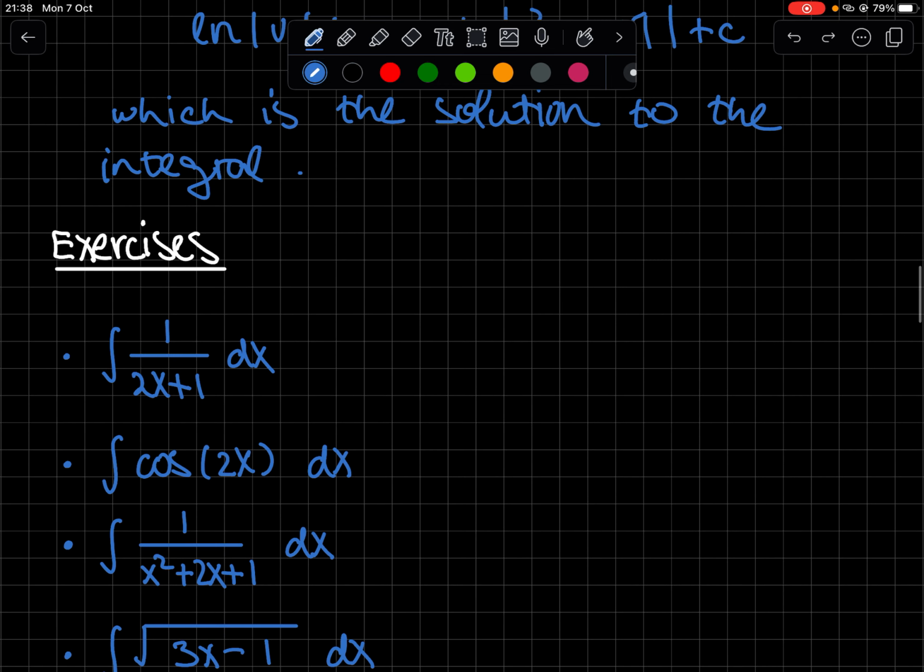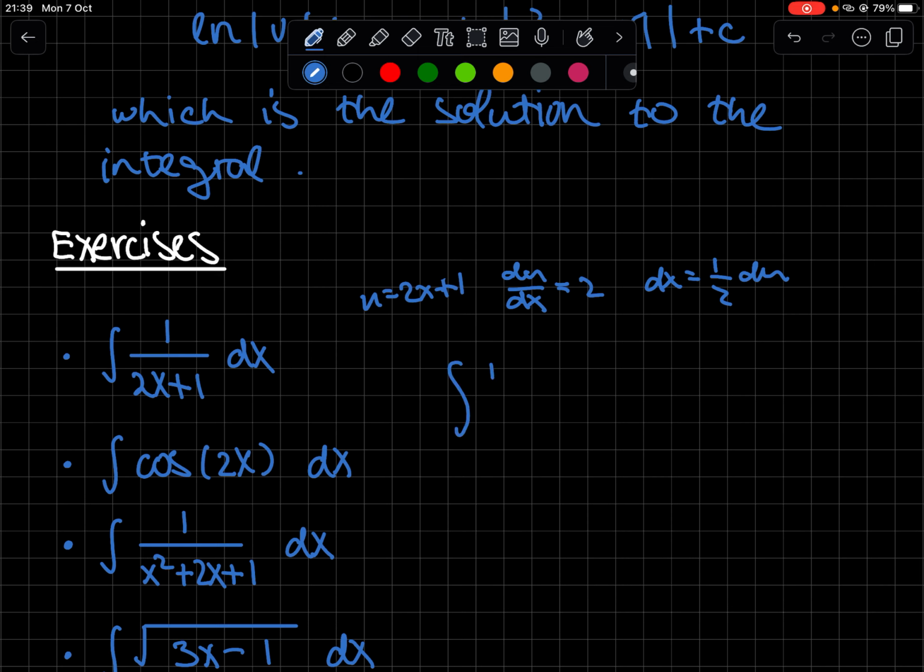Okay, let's move on to exercises. So for the first integral, we can substitute u equals 2x plus 1. Then du by dx is going to be 2, differentiating term by term. So dx equals 1/2 du.